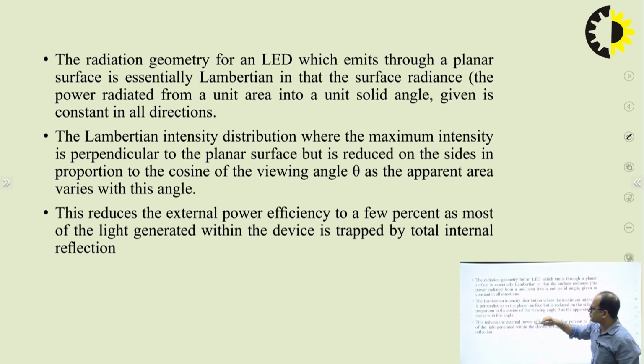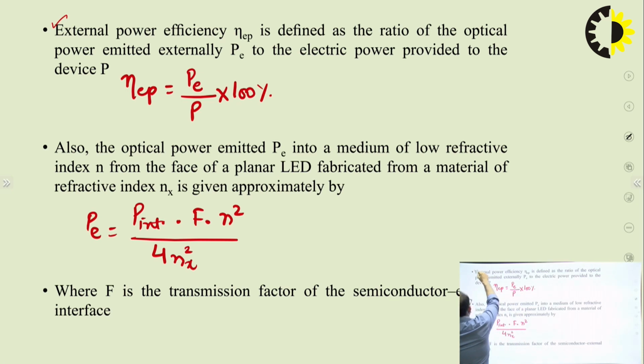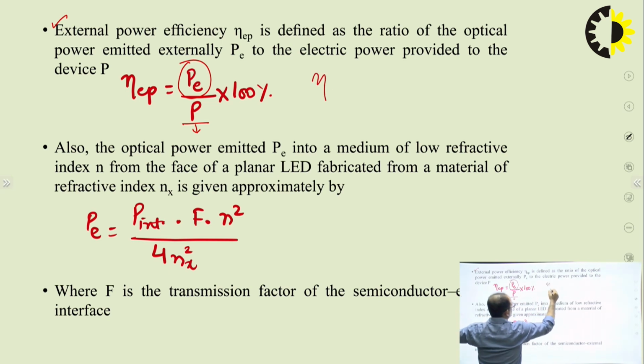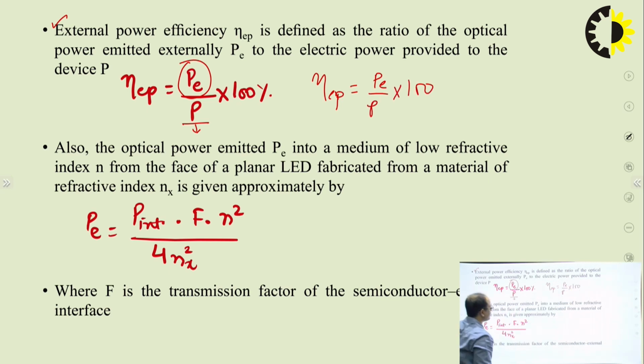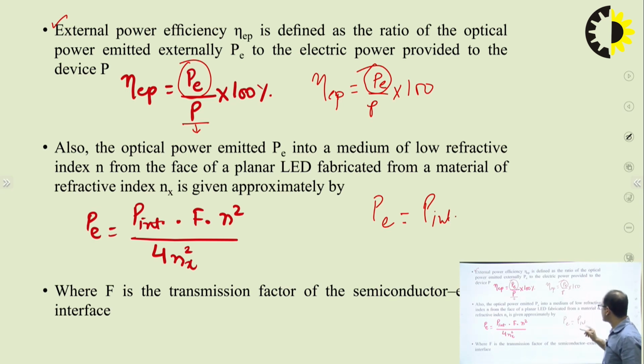So external power efficiency is equal to the external power emitted from the device divided by the total electric power provided to the device, multiplied by 100. This is the external power efficiency, PE divided by P multiplied by 100. Clear? Now this PE, the external power emitted from the device, depends on the internal power generated multiplied by some factor, because this PE should be less than P internal.